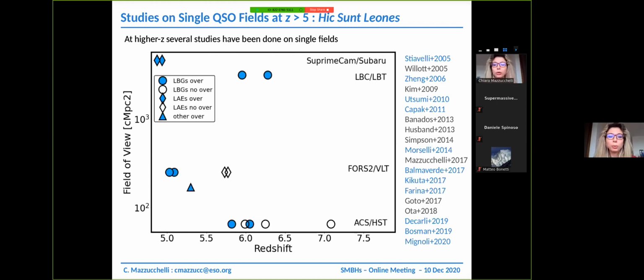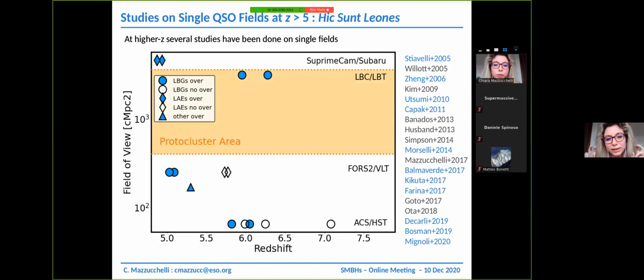So I represent here basically a collection of literature studies that have tried to find Lyman break galaxies or Lyman-alpha emitters around quasars at high redshift, with or without overdensity, meaning a case in which a quasar was found in an overdensity, more or less serendipitously. I also show the typical sizes of instruments that have been used in order to study this environment. Also, this is the region of the protocluster area, which from simulations is supposed to be the area covered by a protocluster around the quasar itself.